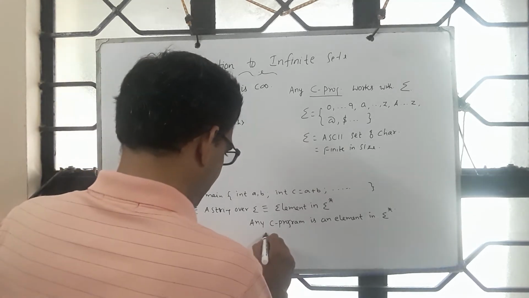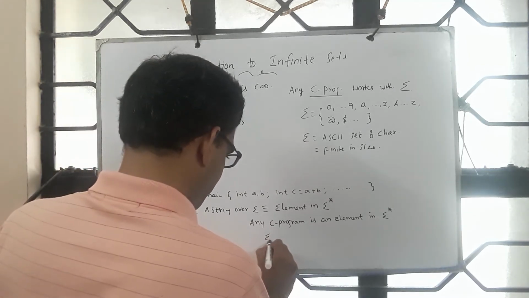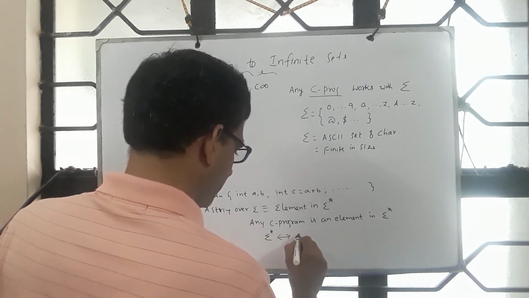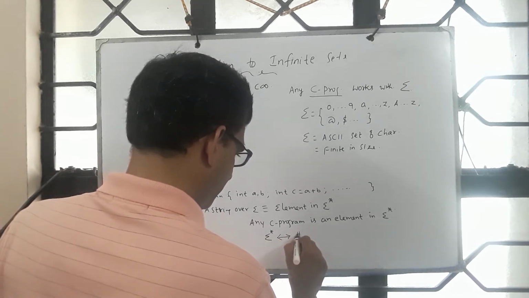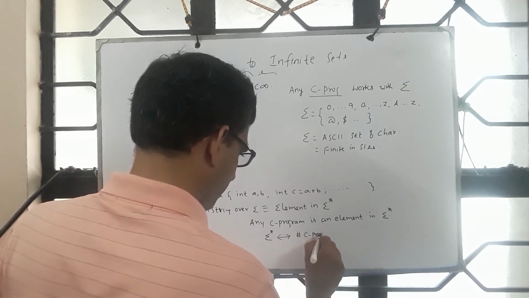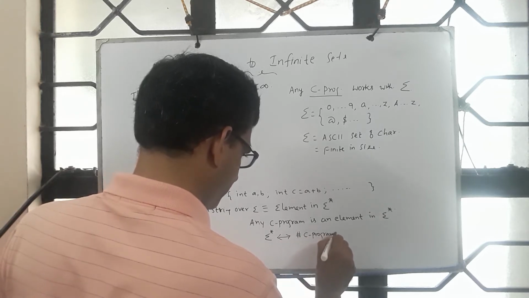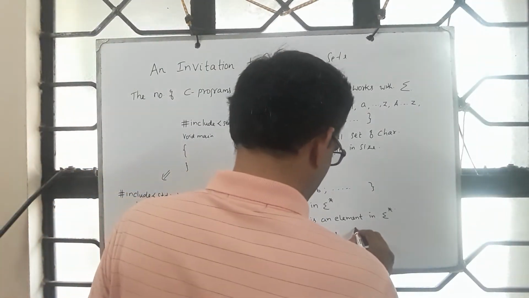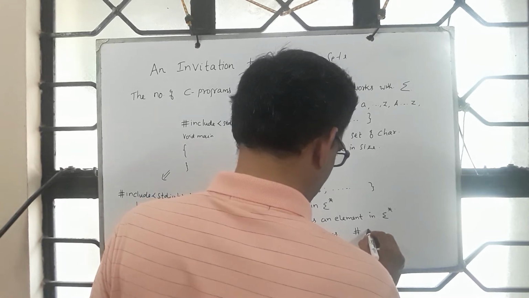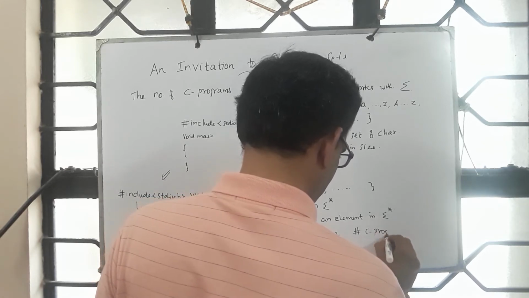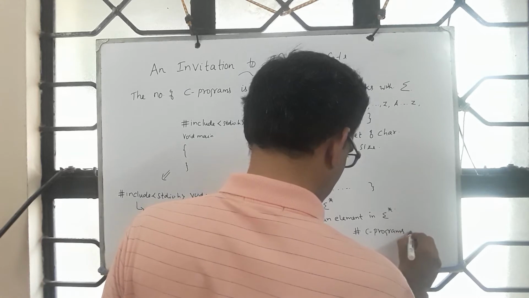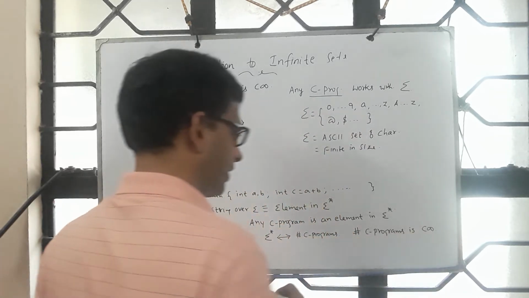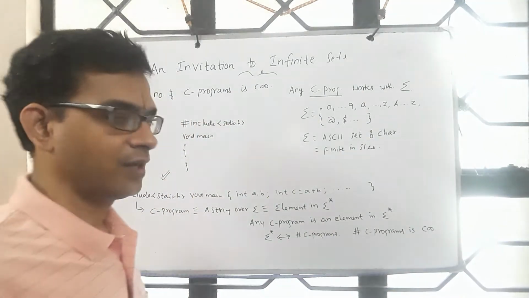So this implies that there exists a bijection between sigma star and the set of C programs. That shows that the number of C programs is countably infinite.